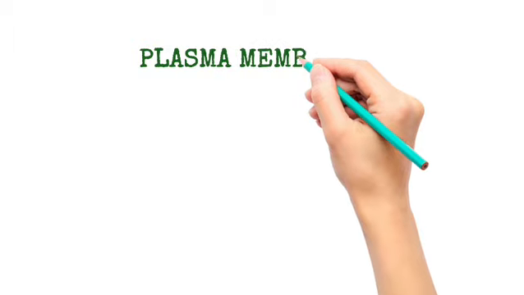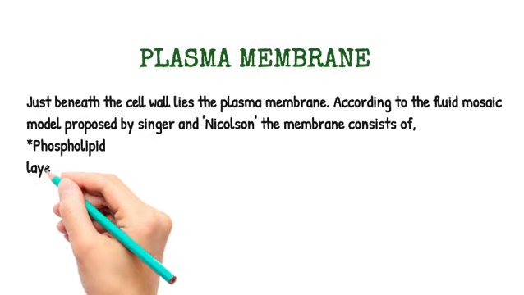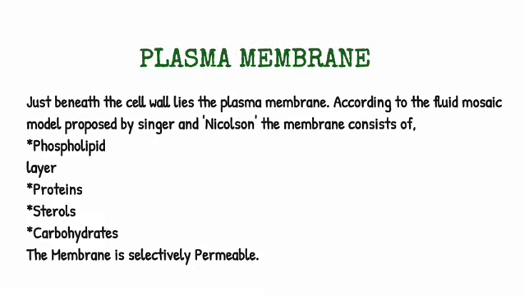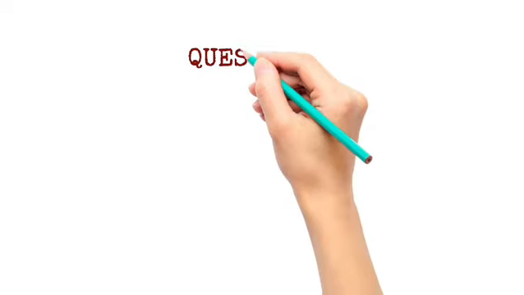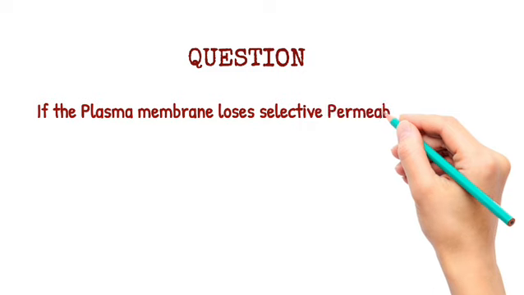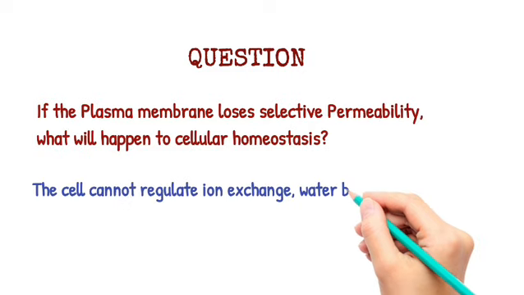Next is the plasma membrane. Just beneath the cell wall lies the plasma membrane. According to the fluid mosaic model proposed by Singer and Nicolson, the membrane consists of phospholipid bilayer, proteins, sterols, and carbohydrates. The membrane is selectively permeable. Here is a question for you. If the plasma membrane loses selective permeability, what will happen to cellular homeostasis?